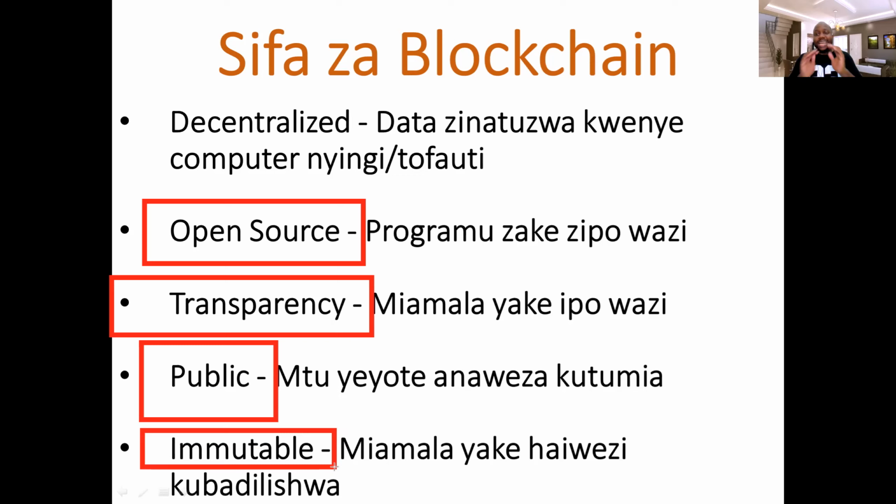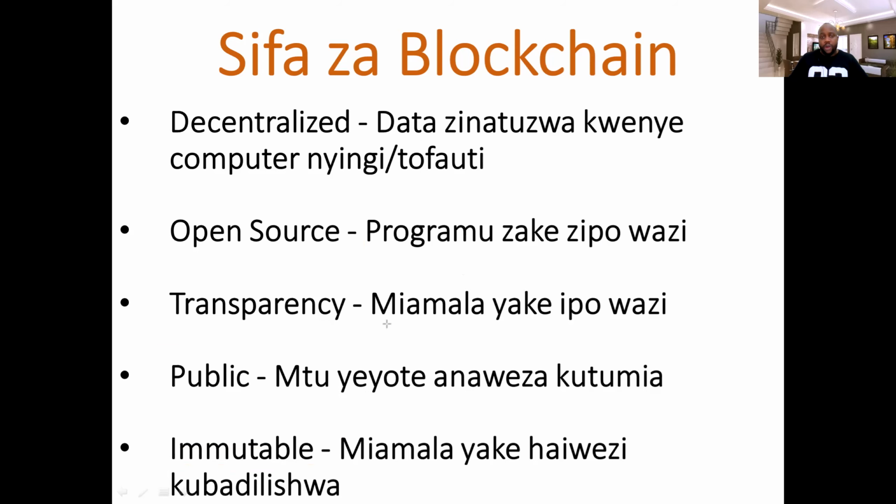It is immutable. It has immunity against hackers. No hacker can take it down. No government can take it down. No person can take it down, because to do so, only God can do that. So these are the characteristics of blockchain.